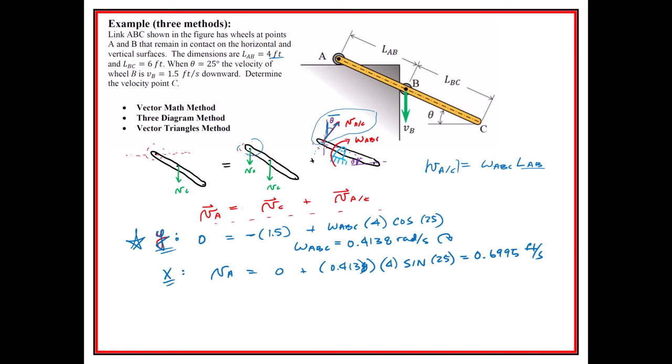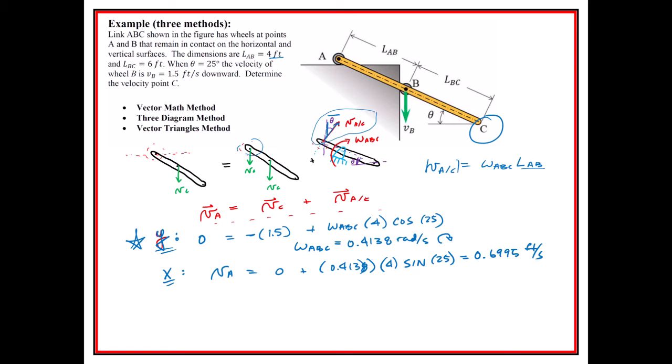So now what we do, because the problem is actually to find the velocity at C, what we want to do is draw a new diagram, a new set of diagrams. We could reuse this diagram up above.